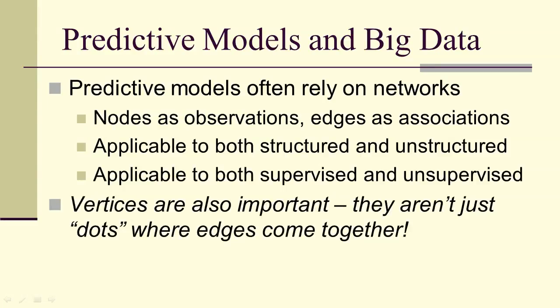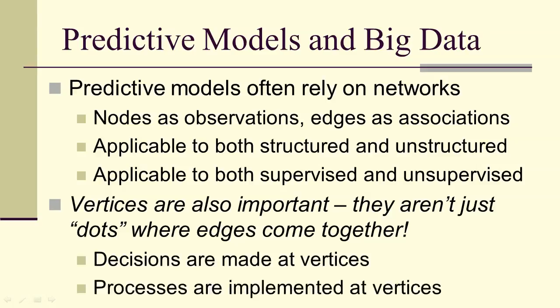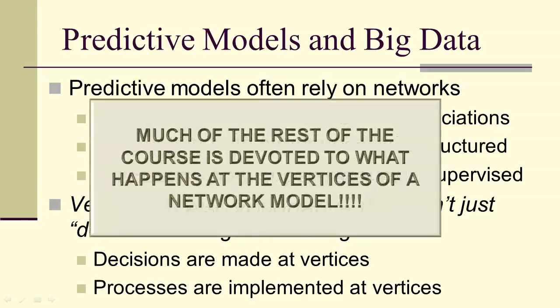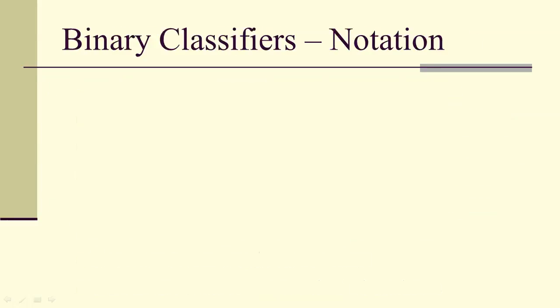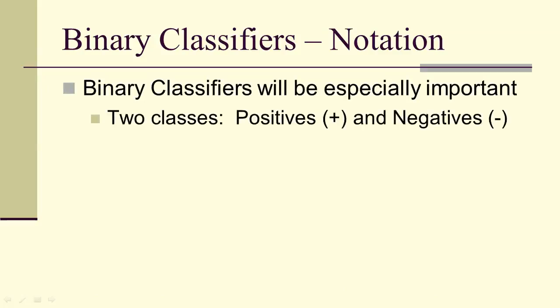But the vertices are also very important. It's not just all edges. The vertices aren't just dots where edges come together. Decisions are made at vertices. Processes are implemented at vertices. In fact, much of the rest of this course is devoted to what happens at the vertices of a network model. So let's look at binary classifiers. They're going to be very important for us.